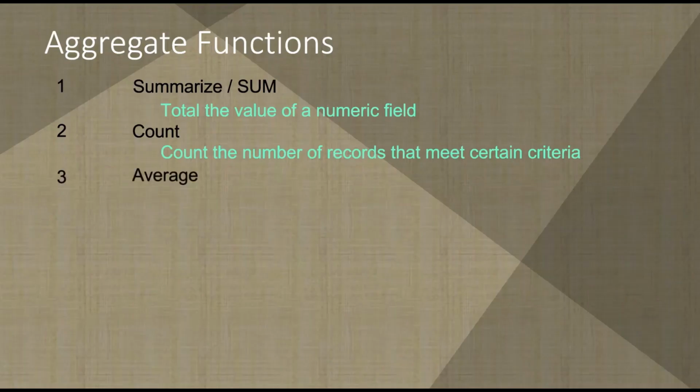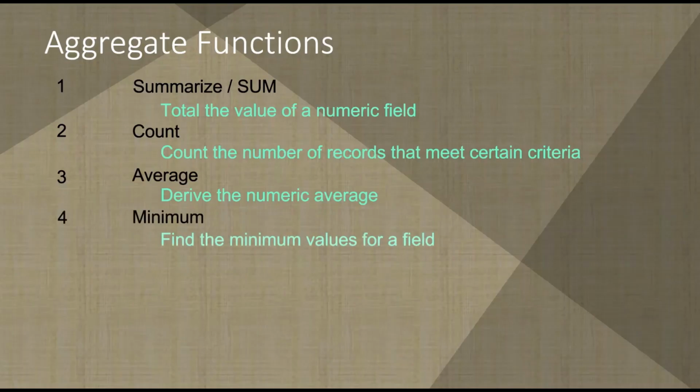The third is the average function, which allows you to derive the numeric average. For example, the average order value last month. The fourth is the minimum function, which finds the minimum values for a field. For example, identifying the least profitable sale placed last week. And the fifth is the maximum function, which finds the maximum values for a field. For example, identifying the maximum sale closed last week.